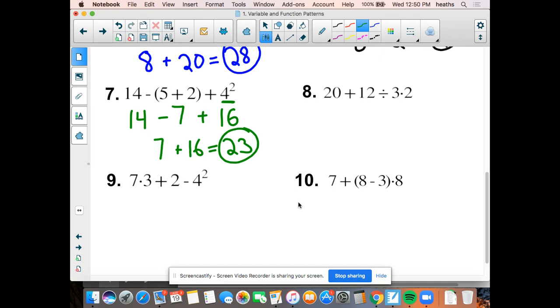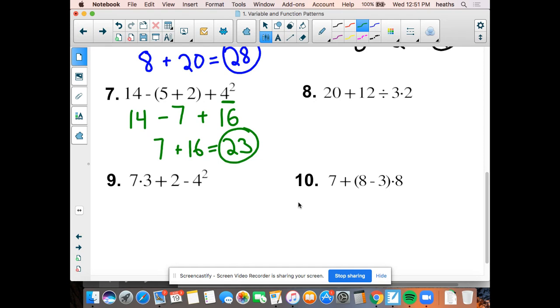Number 8, 20 plus 12 divided by 3 times 2. Okay, I notice right away, no parenthesis, no exponent, but we do have both division and multiplication. So the way that we do this, because multiplication and division are grouped together, you just do whatever one comes first in that expression. So 20 plus 12 divided by 3. We're going to do the division first because it comes first.